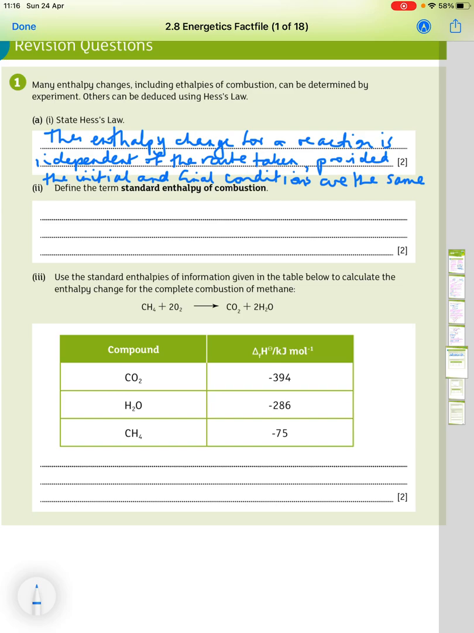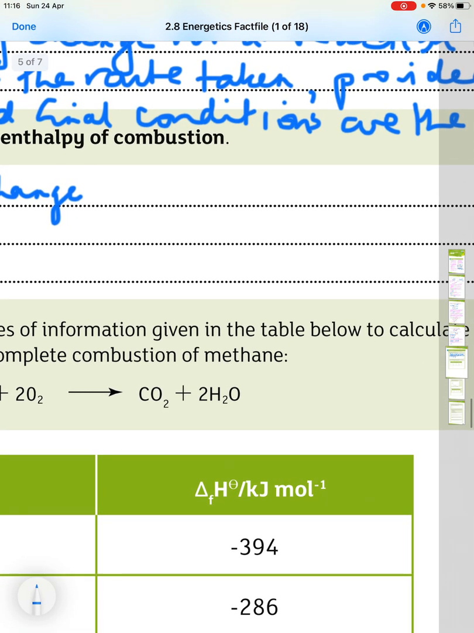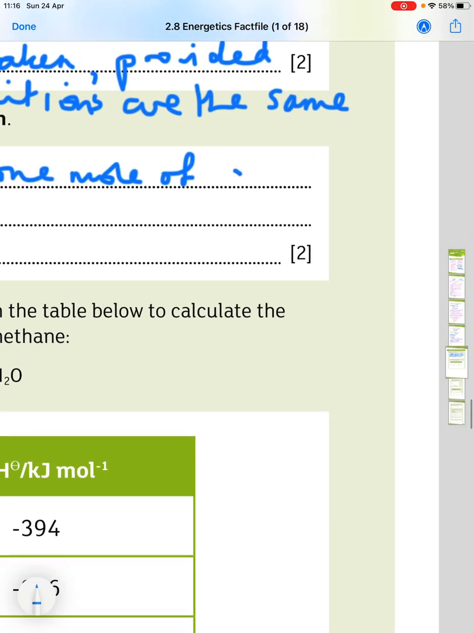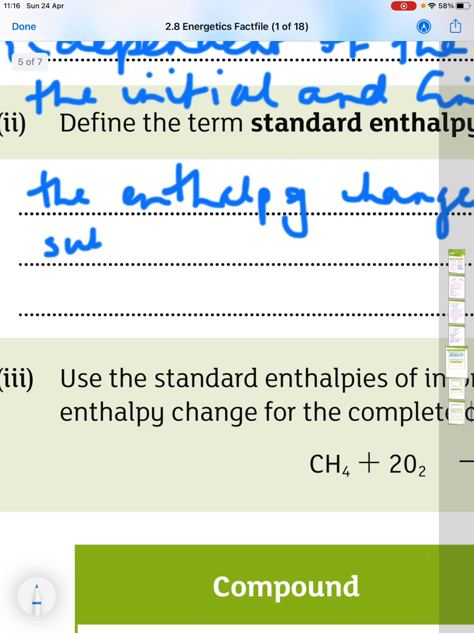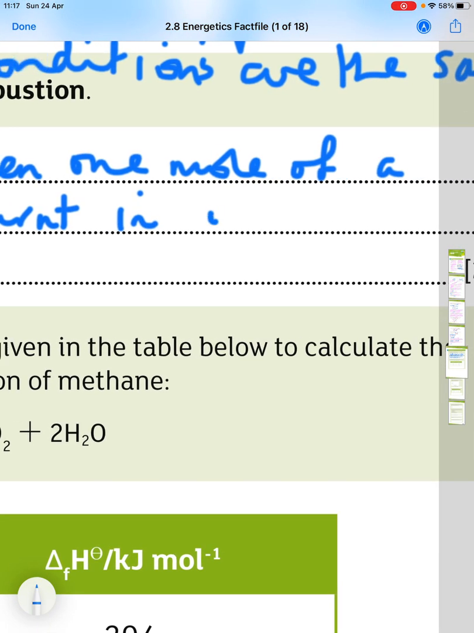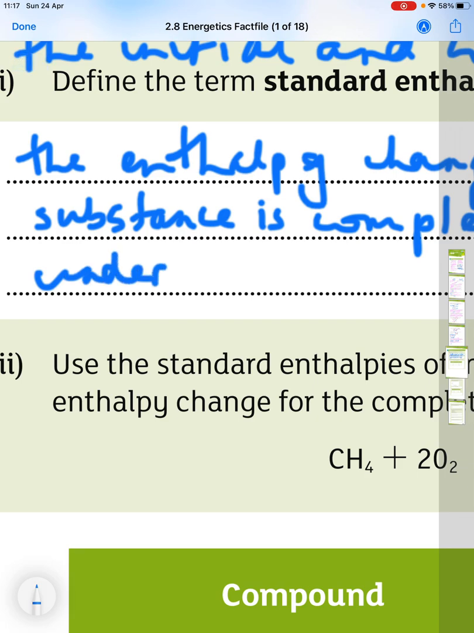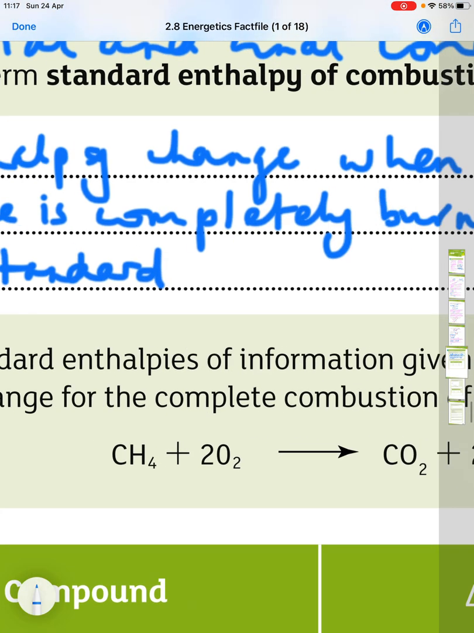So then define the term standard enthalpy of combustion. So we're going to say this is the enthalpy change when 1 mole of a substance is completely burnt in oxygen, and you always have to add in these enthalpy definitions under standard conditions.